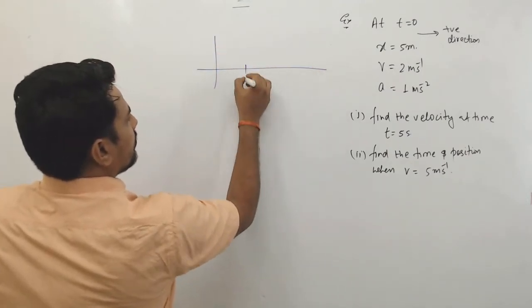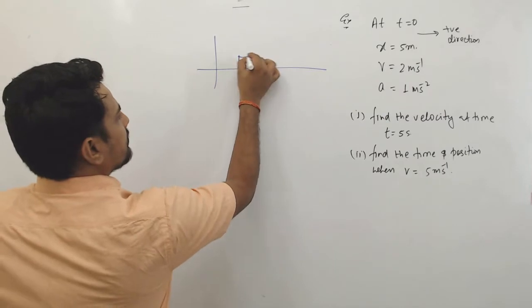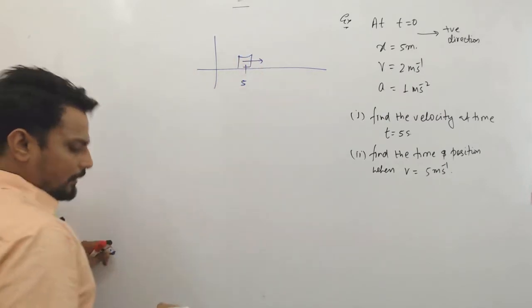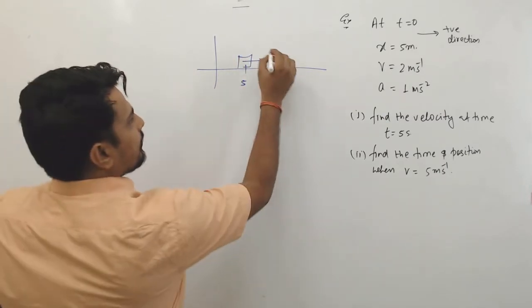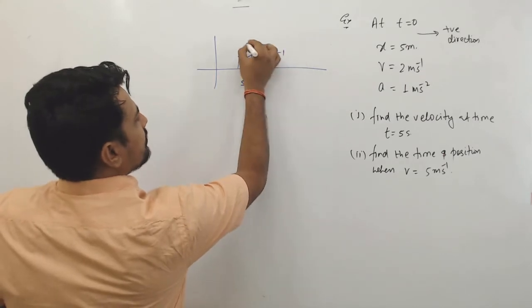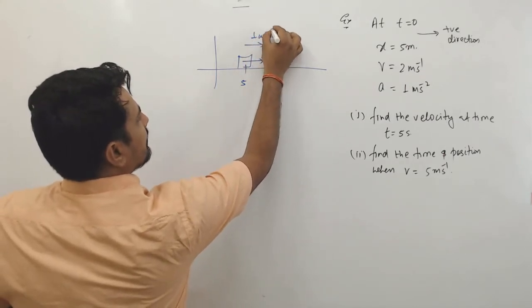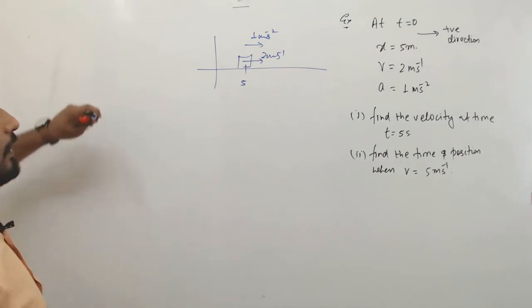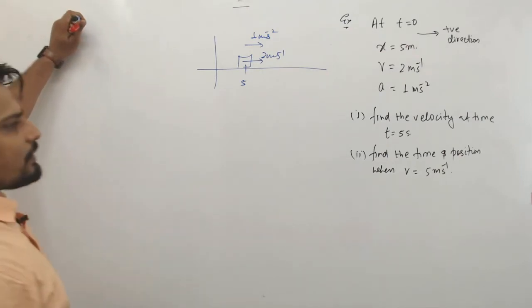So let's suppose, chalo bhai, ye aapka ho gaya number 5. The object is here. It is having some initial velocity. How much? 2 meter per second, and the acceleration is also 1 meter per second square. Theek hai, achhi baat hai, koi dikkat nahi. Find the velocity at the time t is equals to 5 seconds.